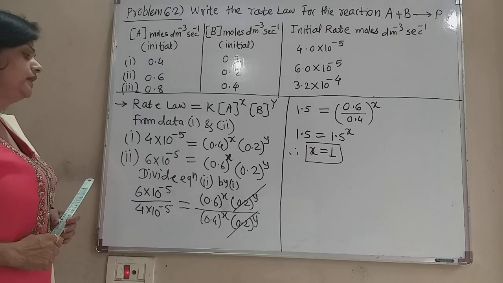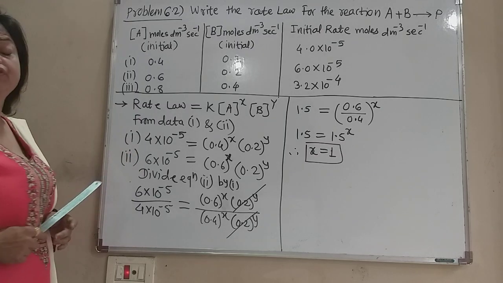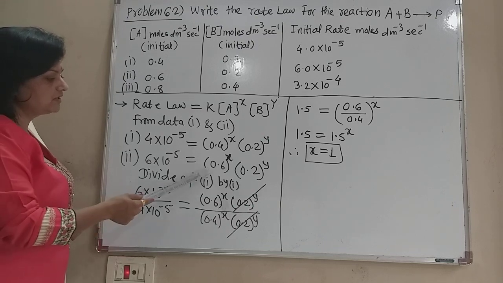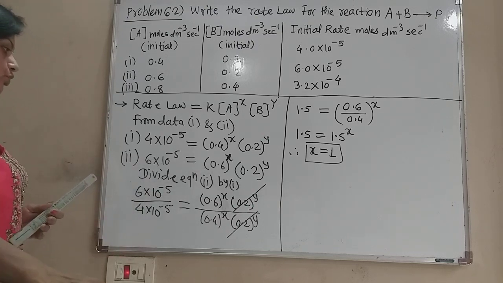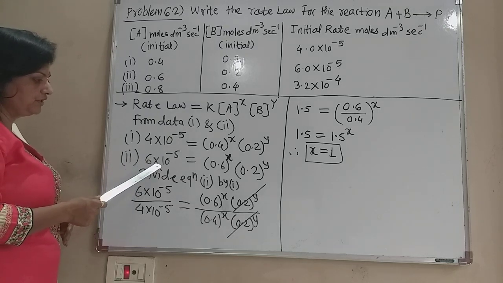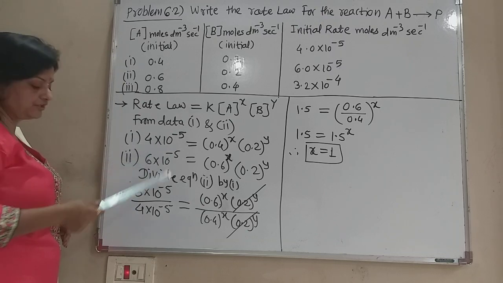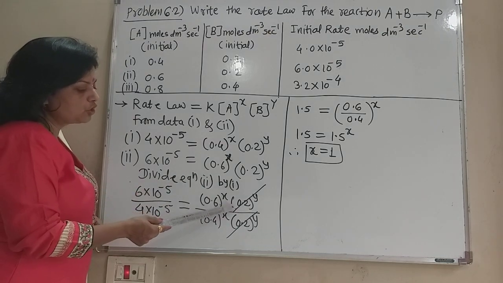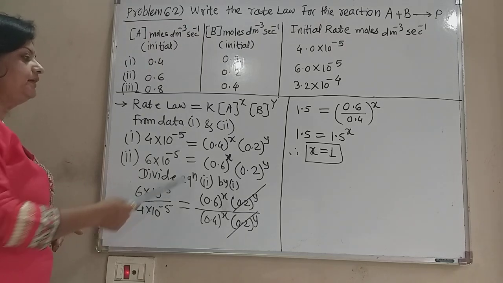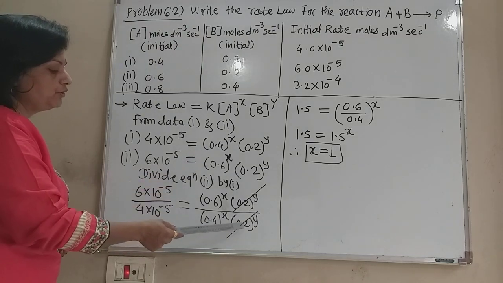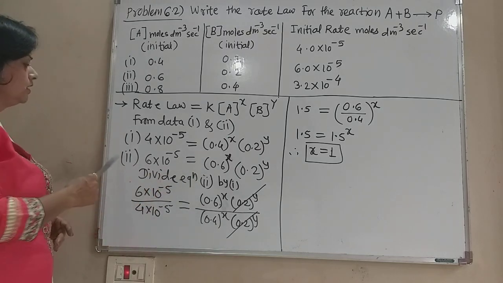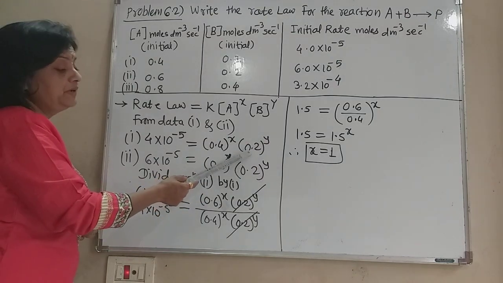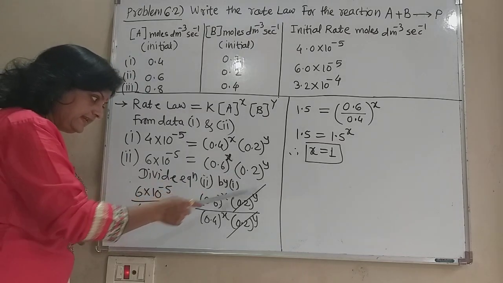Now if we divide equation 2 by 1, then we will obtain one of the powers, x or y. So I divide equation 2 by 1. This 6 × 10^-5 divided by 4 × 10^-5 is equal to 0.6^x × 0.2^y divided by 0.4^x × 0.2^y. See here, in both equations 1 and 2, the 0.2^y, that means the concentration of B, is the same, so it gets cancelled.